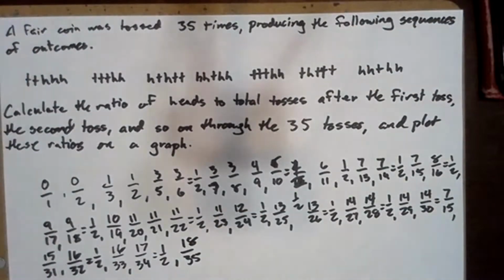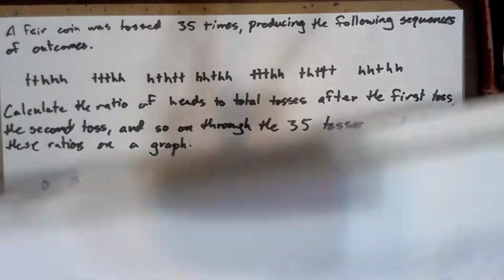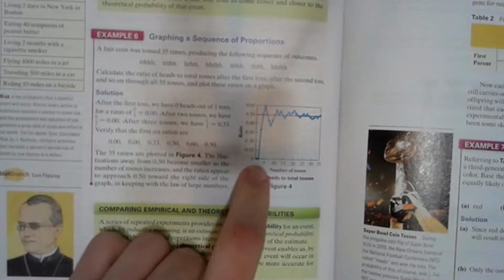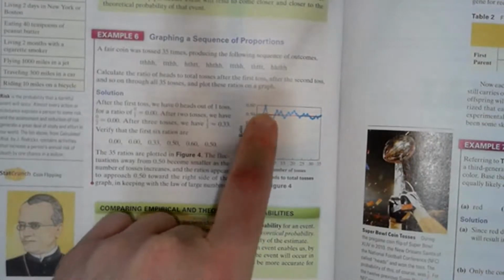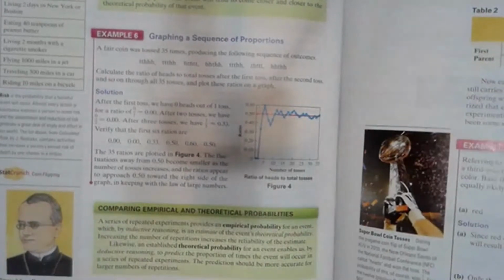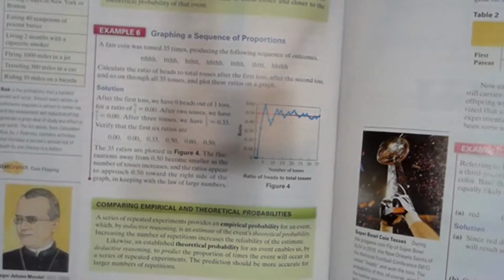Now, rather than trying to sketch a graph of this, I'm just going to show you the one in the book, which is right here. You can see how this starts at the bottom. There are 2 zeros, and it goes up to a third, then a half, and then it wiggles around the line representing 1/2. And that's more or less what we would expect to happen here.